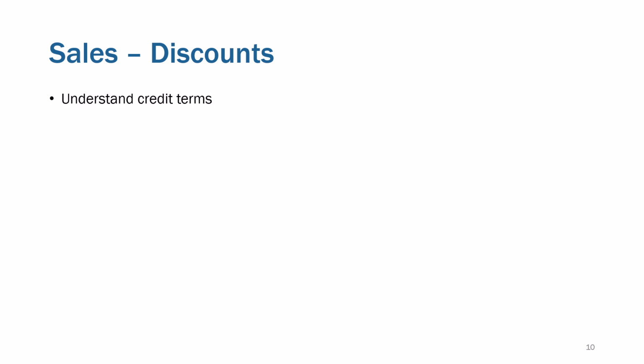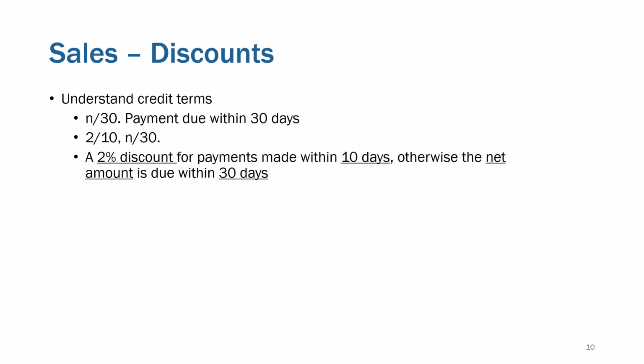All right, sales discount. So we need to understand credit terms. So a standard credit term might be N30. And what that means is payment is due within 30 days, and there's no sales discount at that point in time. But let's take a look at another one, like 2/10, N/30. The 2 is the discount. The customer would get a 2% discount if they make a payment within 10 days. Otherwise, the N is for the net amount is due within 30 days.